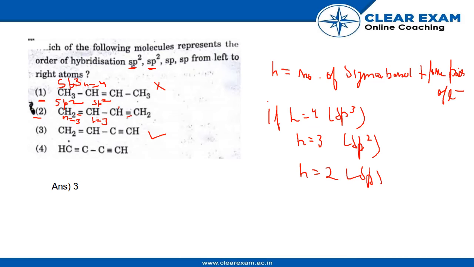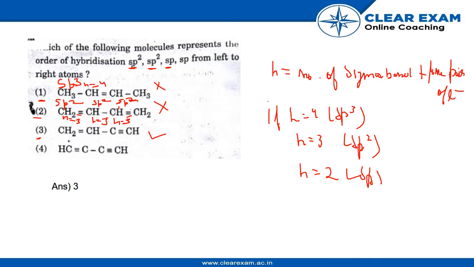Now let us check the next CH. CH is formed 1 with H and 1 with CH2 and 1 with CH. So H is equal to 3. So again it's sp2, but it doesn't follow our order. So this is not the correct option because we want sp in the third.